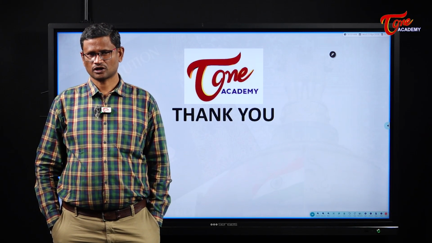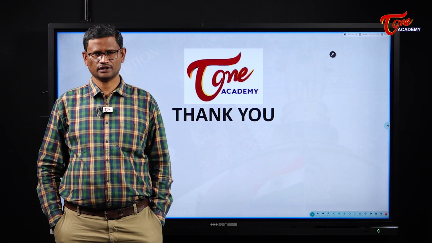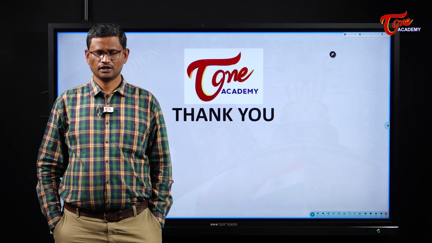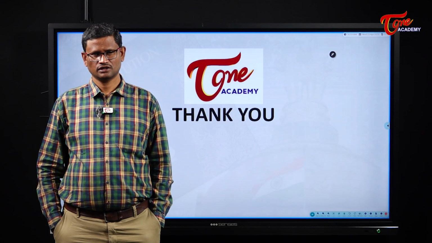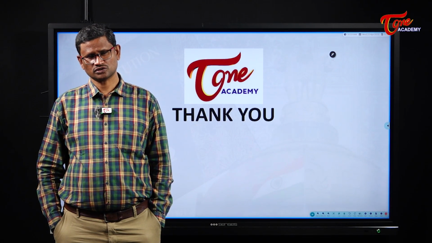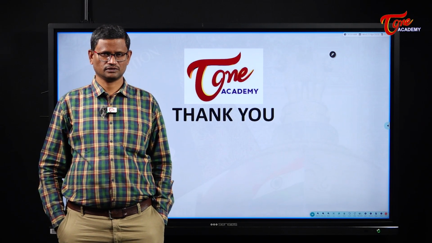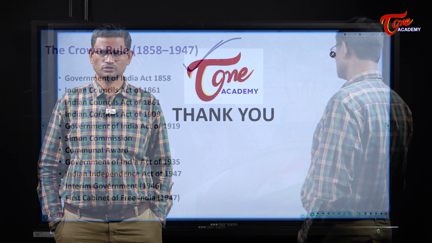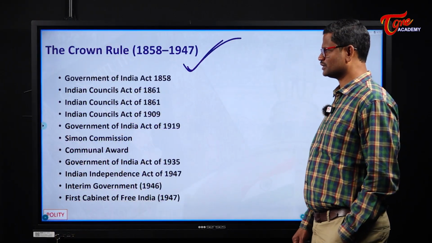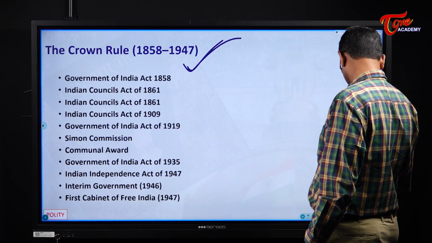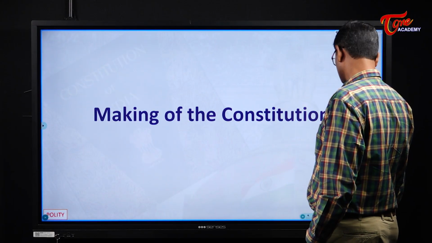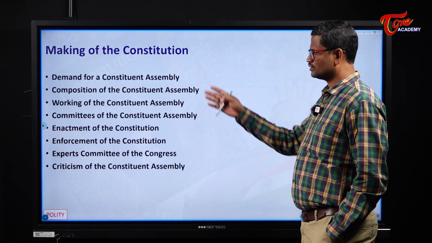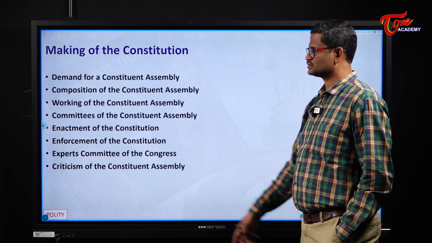Remember, the constitutional development in India from 1773 till 1947 has laid the foundations for the present Constitution which is under implementation in India. So that's it about constitutional development under the British rule. Let's get into the next topic, making of the Constitution. In this, let us focus on the following areas.